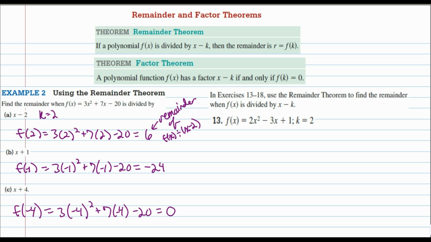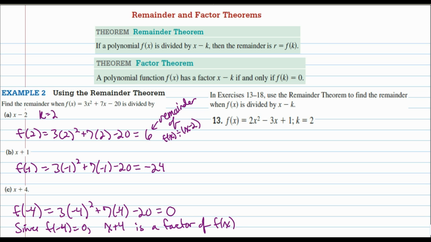There is no remainder. As a matter of fact, we can look here at the factor theorem. A polynomial function f of x has a factor x minus k if and only if f of k equals 0. So since f of negative 4 equals 0, x plus 4 is a factor of f of x.